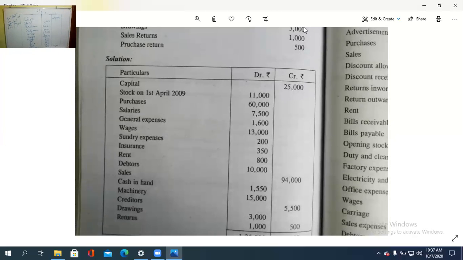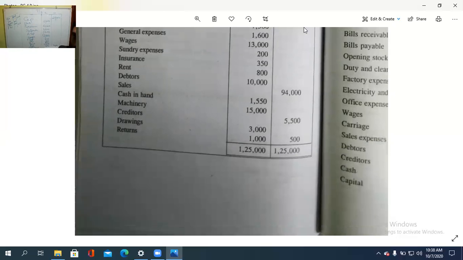Capital 25,000, then stock 11,000, purchases 60,000, salary 7,500, general expenses 1,600, then wages 13,000, sundry expenses 200, insurance 350, rent 800, debtors 10,000, sales 94,000, cash in hand 1,550, machinery 15,000, then creditors on the credit side 5,500, drawings on the debit side 3,000, sales returns coming on the debit side because it is opposite to the sales, and purchase returns coming on the credit side, it is opposite to the purchases. Then take the total. How much is it?